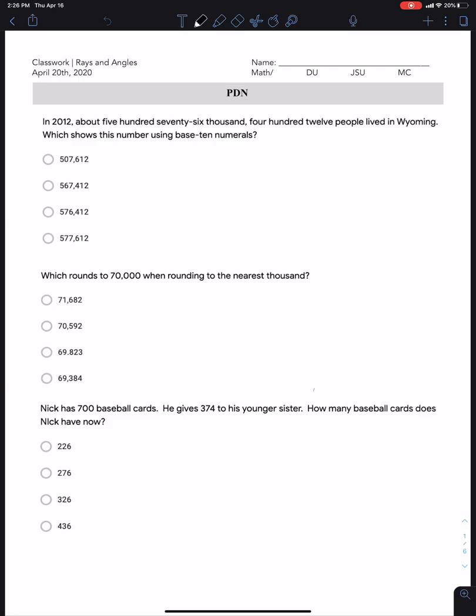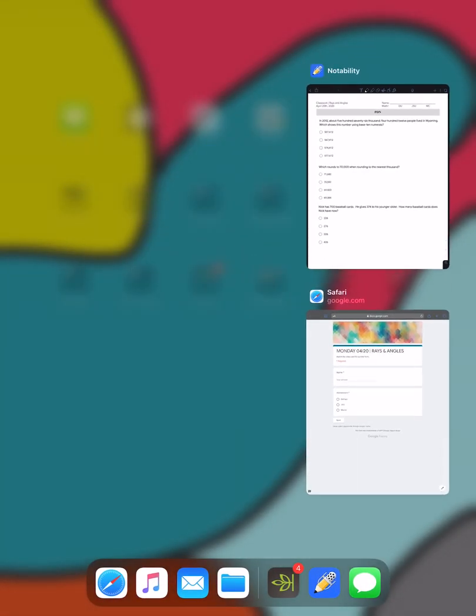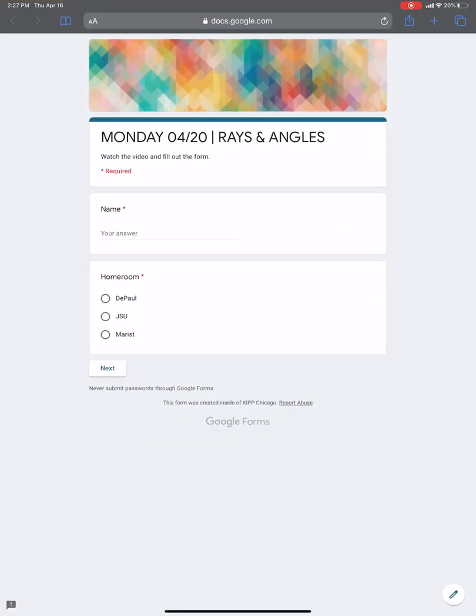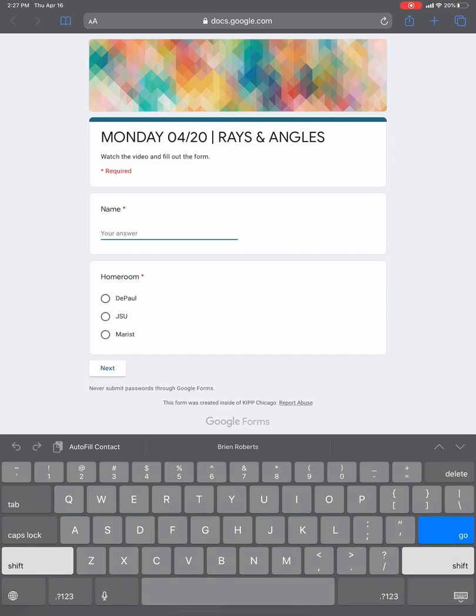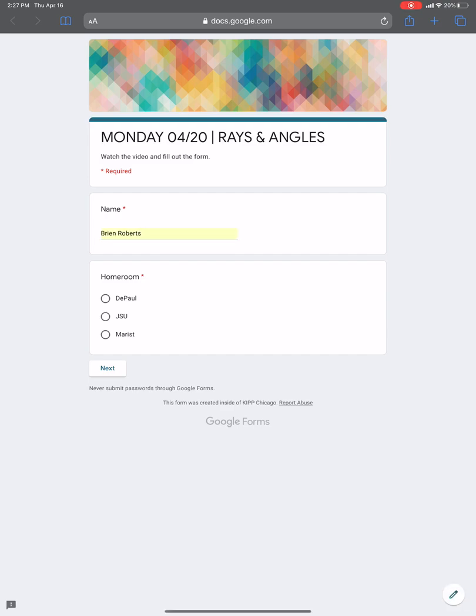I'm switching things up a little bit this week, and instead of filling out your answers on a Google Doc, you're all going to fill out your answers on a Google form, and everything's going to be on one sheet. It's going to look like this. So today's lesson looks like this, and you fill it out. You have to fill out every question, so I'm just going to fill this out so that you see, and pick JSU, and then click next.